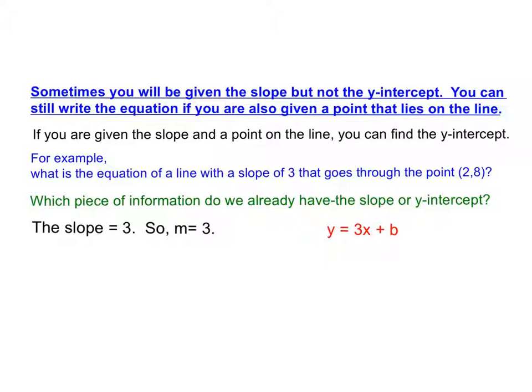The only piece of information that I haven't used yet is this point over here, (2, 8). Since I know that 2 represents the x and 8 represents the y, I can plug those in for x and y and then have an equation with only b in it that I can solve. And once I have b, I'm basically done. So that's the goal here: I'm going to use the point that they've given me and plug it in so that I can solve for b, which is the y-intercept.